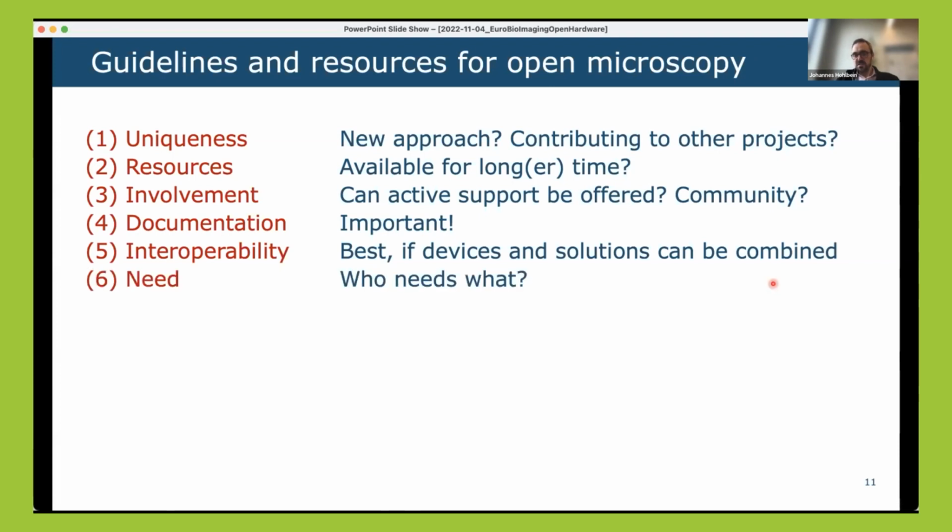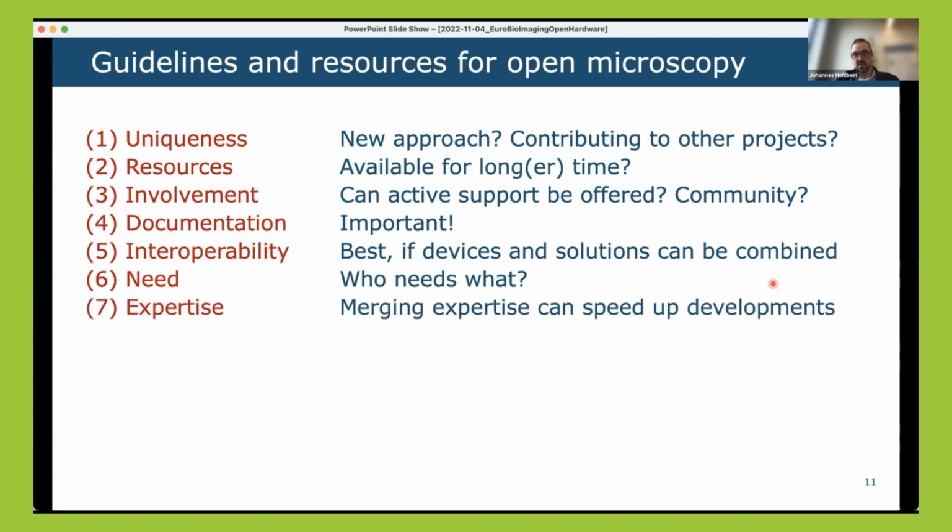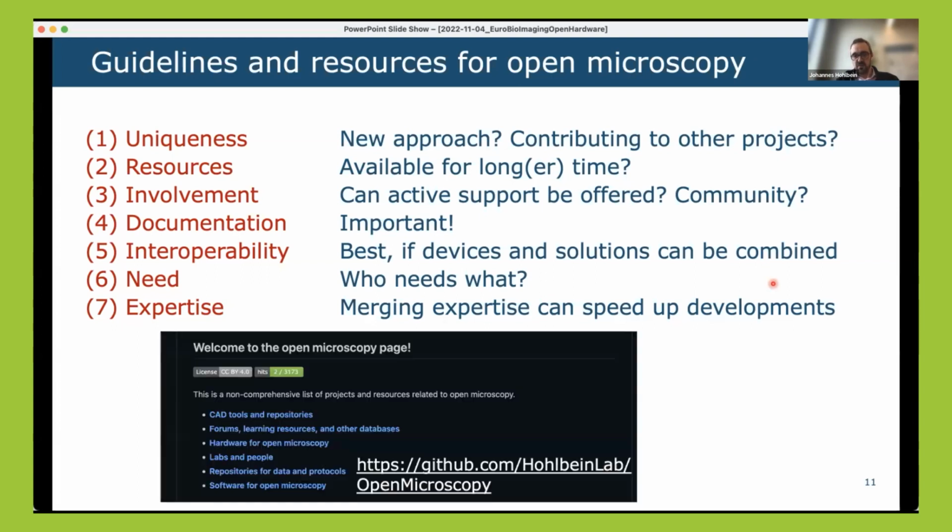First, what is the need? So who needs what? Is there, for example, a large community like in selective plane illumination microscopy, where there were no commercial solutions available at that point, and people really had to work together to set up something which works for many? And then, can you also use open microscopy as a way of merging expertise from different groups and people? Expertise could be one lab in the software, another group in the hardware. If you combine everything, then you end up with more than the sum of the parts.